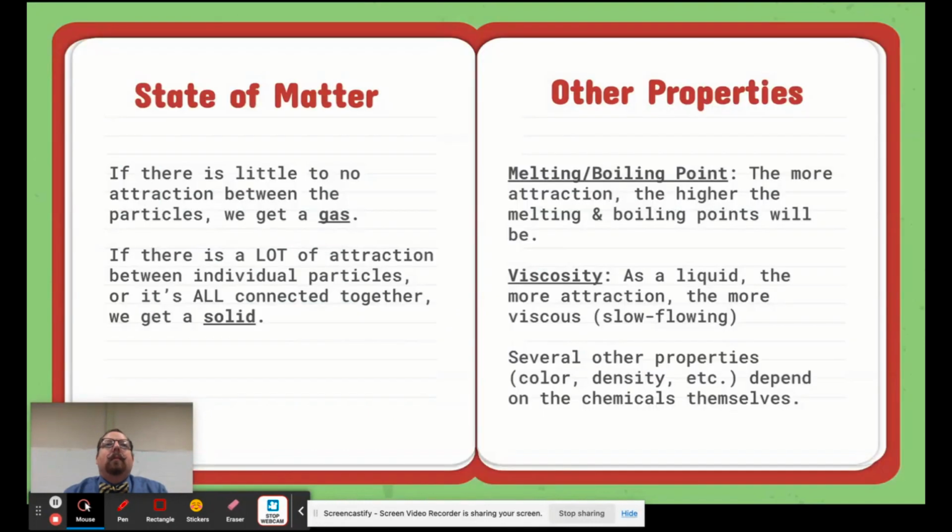points, respectively. Another important property of matter is viscosity. Viscosity is basically a measure of how slowly a substance flows. The higher the forces of attraction between particles, the more the particles stick together and the harder it is to flow. Therefore, more attractions means a higher viscosity.